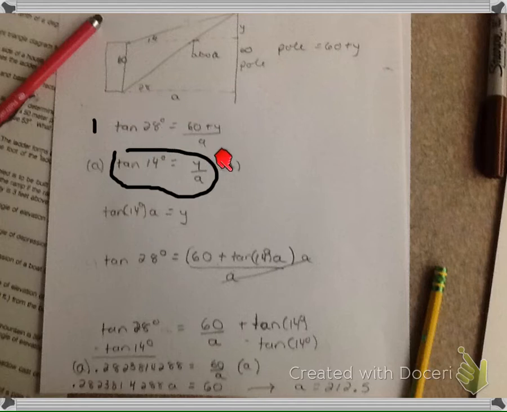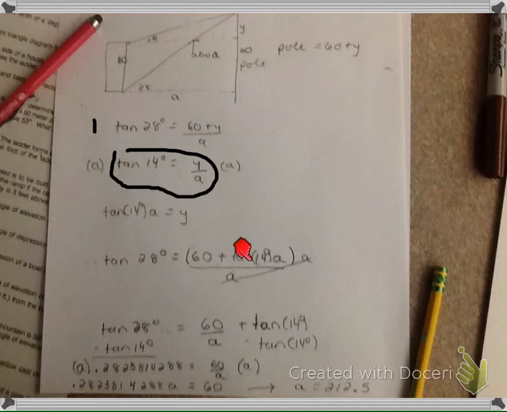I solved my second equation so that y is the subject of the equation, y equals tan of 14 times a. Now I'm taking the tan of 14 times a, which is what y is equal to, and I'm going to plug it right here where the y is. So now I have the tan of 28 equals 60 plus the tan of 14 times a. And all I did was I put in the y spot the tan of 14 times a, which I got from here.